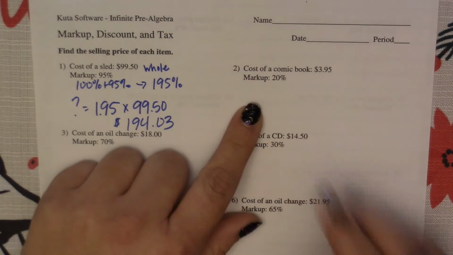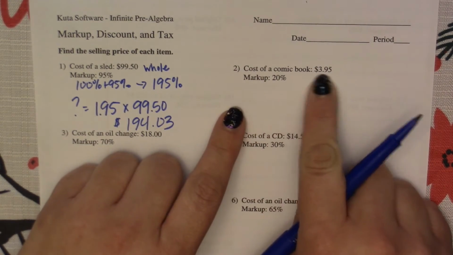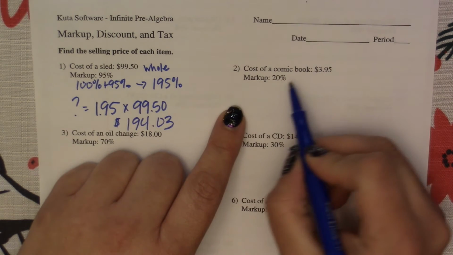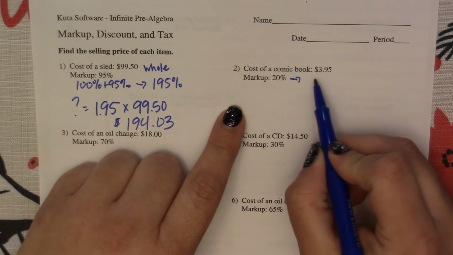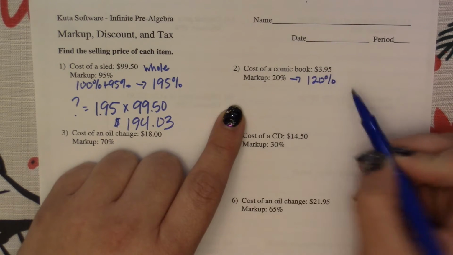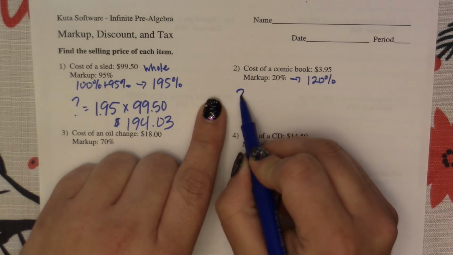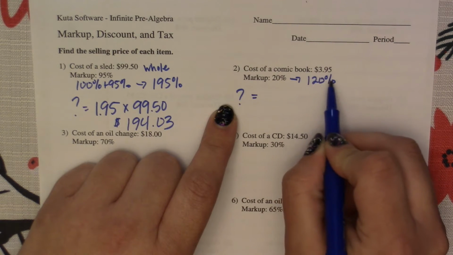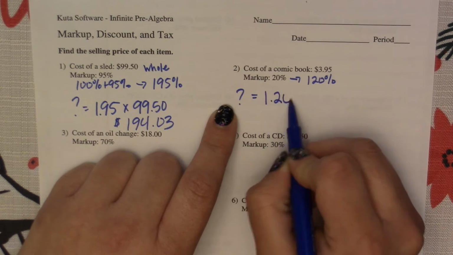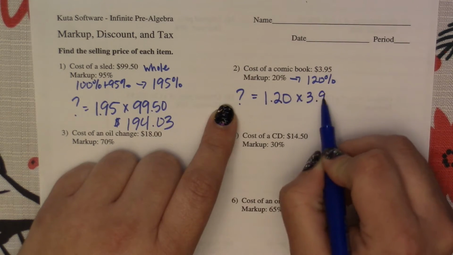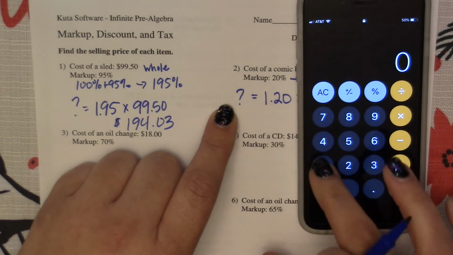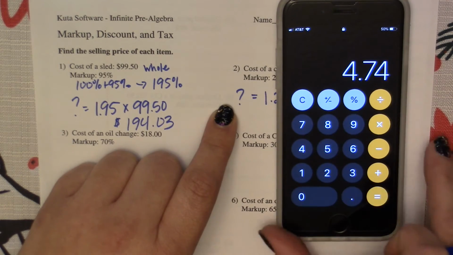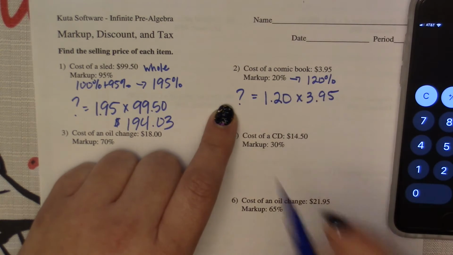All right, let's try number two. So the cost of the comic book is $3.95. Then they mark it up 20%, and we're going to find its selling price. So since this is the markup of 20%, that means the customer is paying 120%. So the part the customer pays is equal to the 120% as a decimal, so 1.20 times the whole. We can use our calculator. 1.20 times 3.95 gives us a selling price of $4.74.